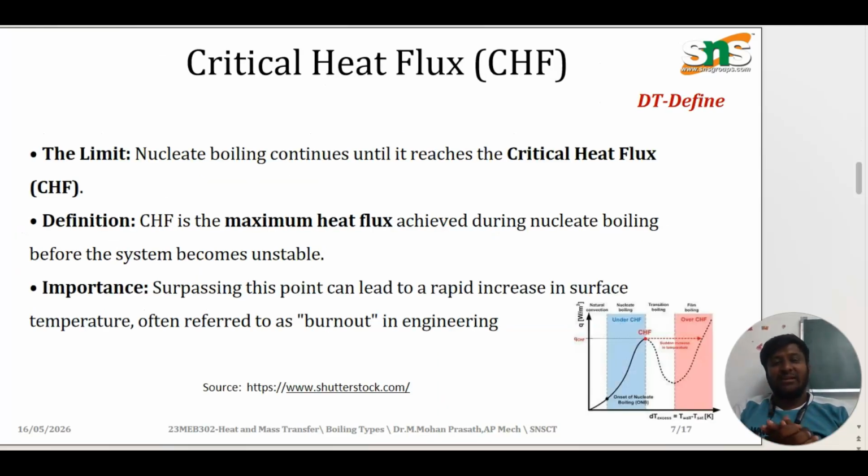Next is critical heat flux. After nucleate boiling, when we increase the heat to the liquid, it transitions to the critical heat flux. Nucleate boiling continues until it reaches the critical heat flux. At critical heat flux, the heat transfer is at its maximum compared to nucleate boiling. Surpassing this point can lead to a rapid increase in the surface temperature, often referred to as burnout in engineering.